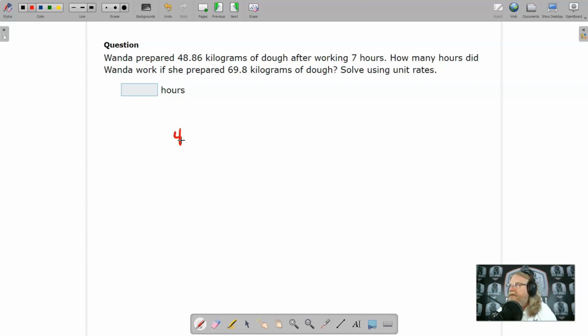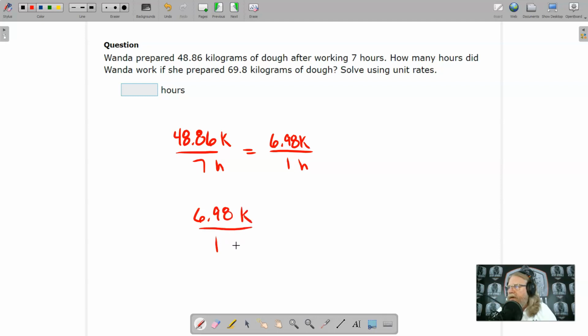So she prepared 48.86 kilograms. We use K for kilograms. She worked 7 hours. So what is this for just 1 hour? We're missing kilograms, so let's go ahead and do that. 48.86 divided by 7. I don't want mental math anymore. It's 6.98 kilograms. So we're going to use that 6.98 kilograms as the unit rate for 1 hour.